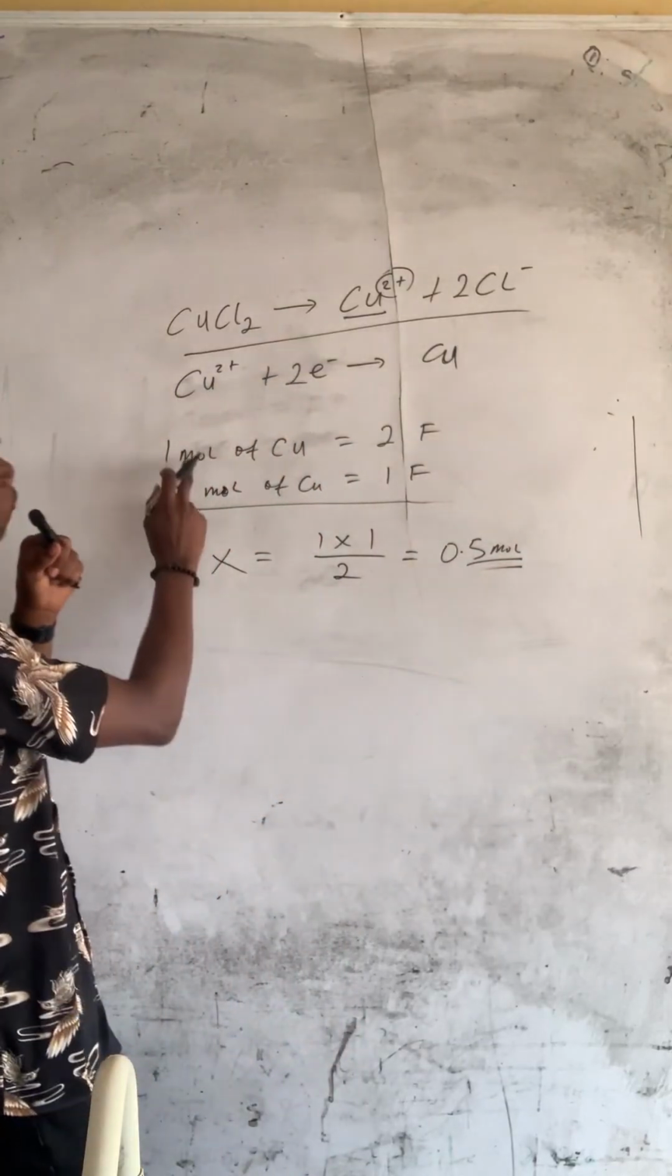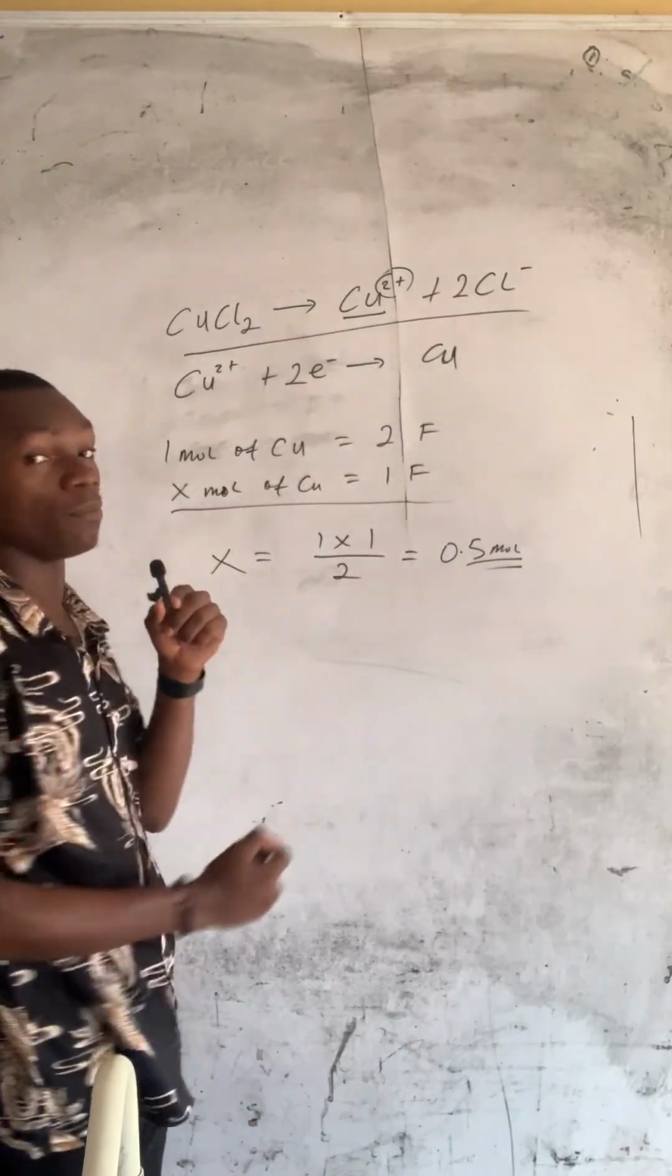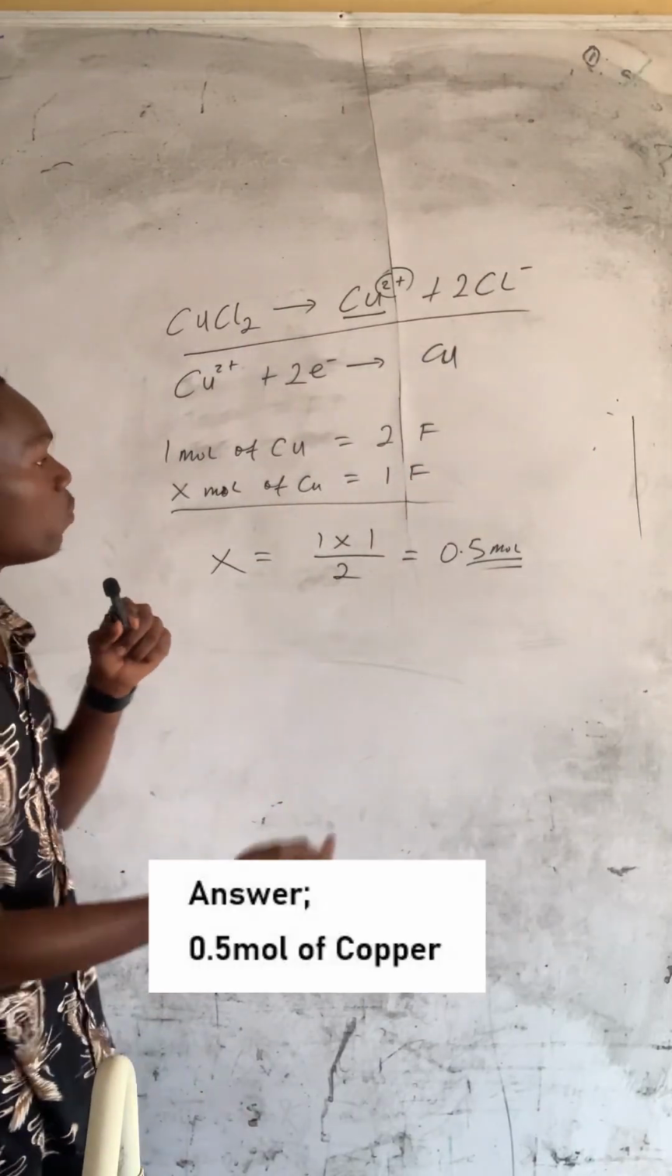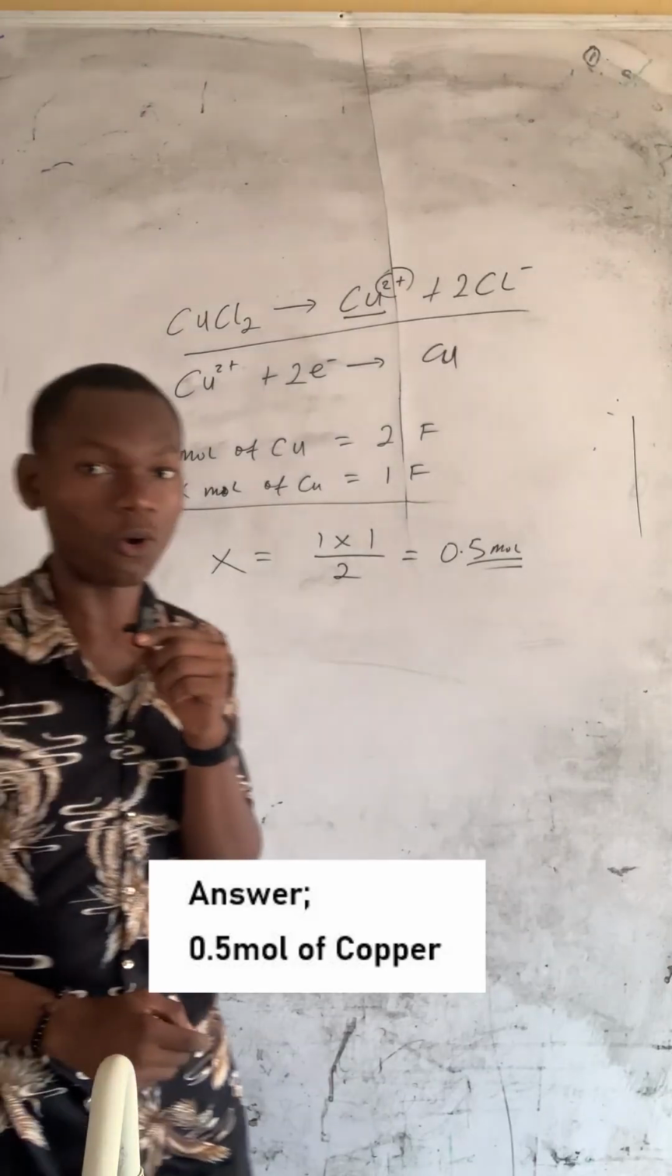So in essence, if we need 2 Faradays to deposit 1 mole of copper, definitely we need 1 Faraday to deposit 0.5 mole of copper.